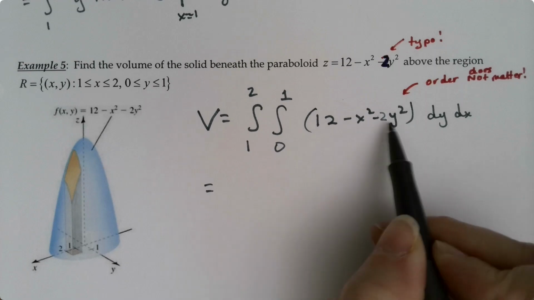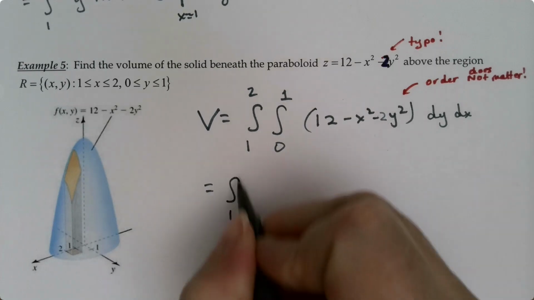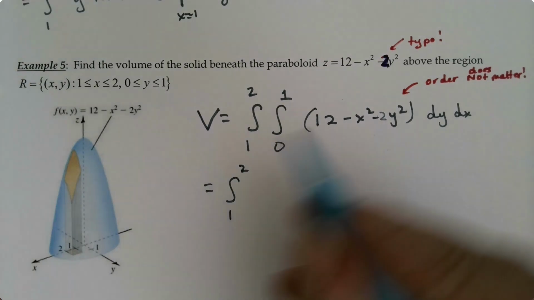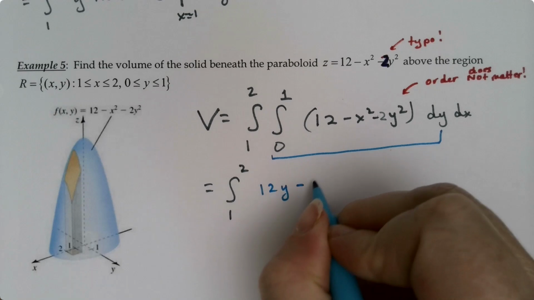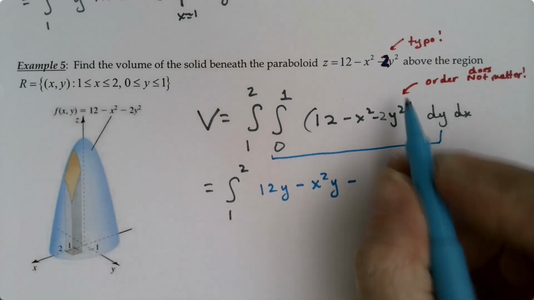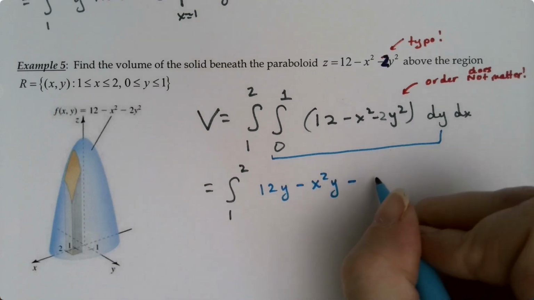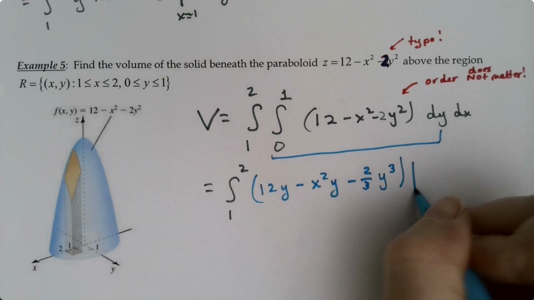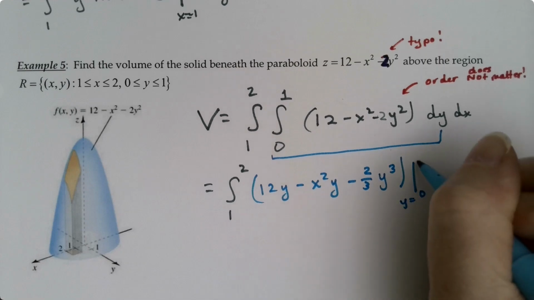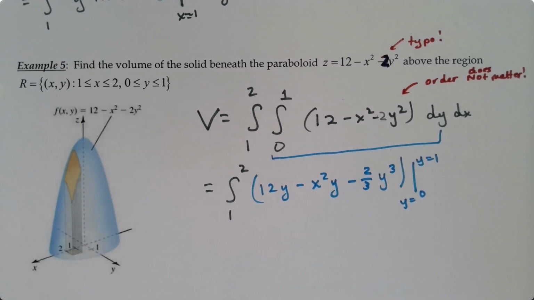So we're going to integrate this with respect to y. So 1 to 2, and then this inner piece: 12y, take away x squared y, minus, and we add 1 to the power, so it becomes y cubed, and then it's 2/3 in front. And we're going to take that piece from y equals 0 to y equals 1, dx.